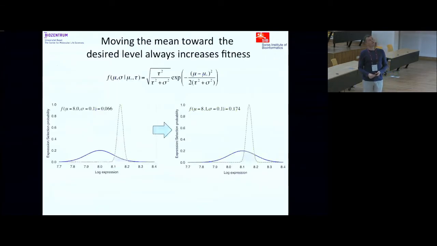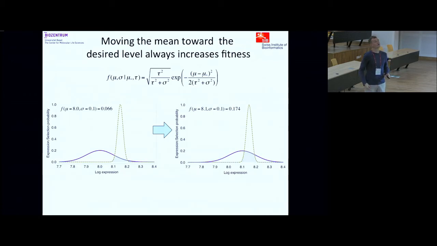All right, so what does that look like? It looks like this. So what are the properties of this fitness function? Remember again, this is the fitness of a promoter that has mean mu and standard deviation sigma when I'm asking for target level mu star with a tolerance of tau.